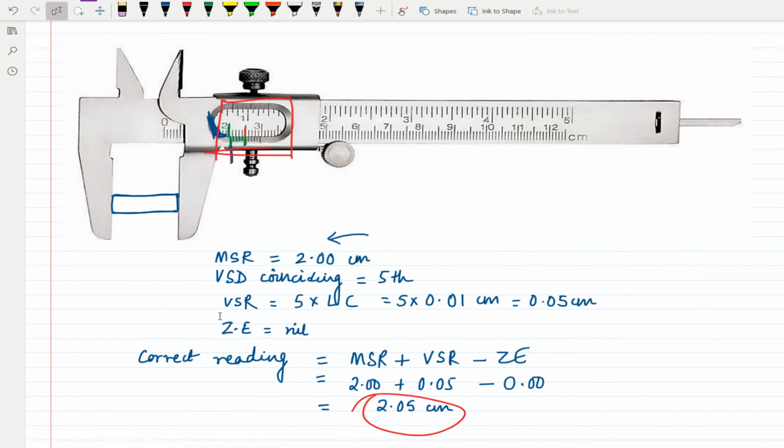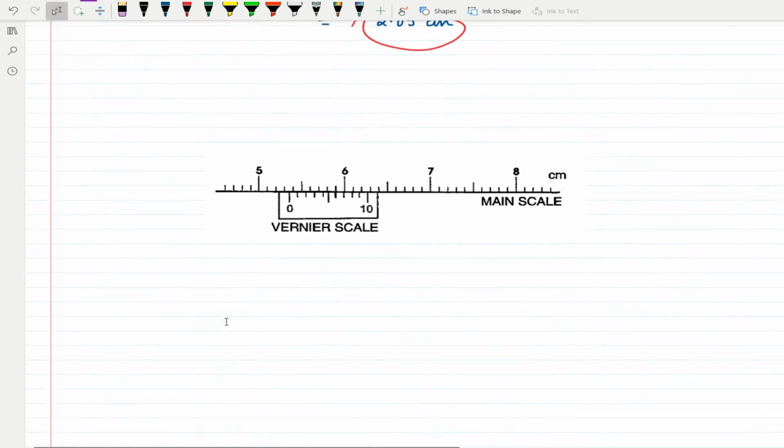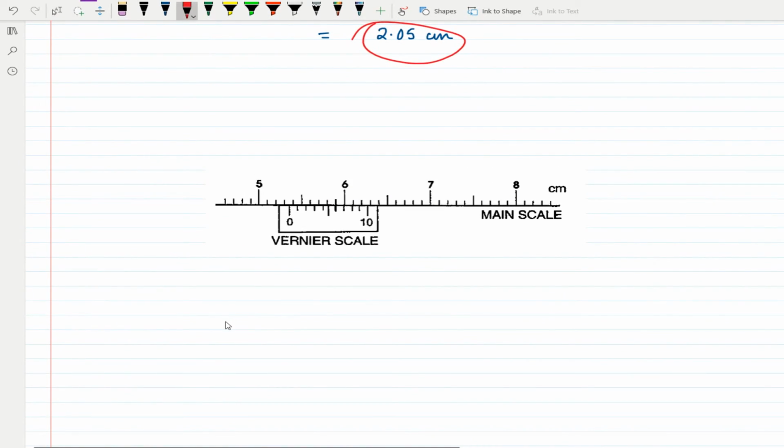Okay, now let us take another example. Suppose you have placed the objects between the outside jaws of the vernier caliper, and this is the situation you have come across. We need to find out what is the reading of this particular situation of the vernier caliper. First, we will find out the main scale reading. You can see this is the zero of the vernier, and it has just crossed this particular division of the main scale.